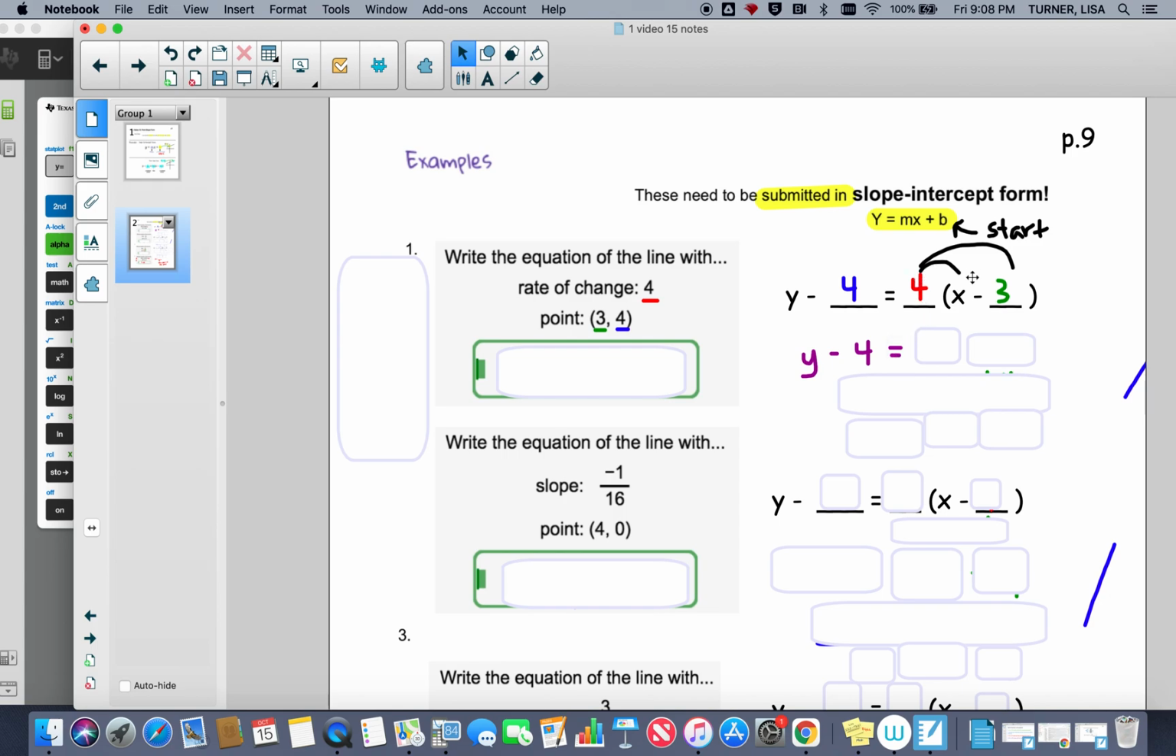You're using your skills from solving. 4 times x is 4x. And 4 times a negative 3, remember to use the symbol in front of the number. So 4 times negative 3 is negative 12. Is that in slope-intercept form?